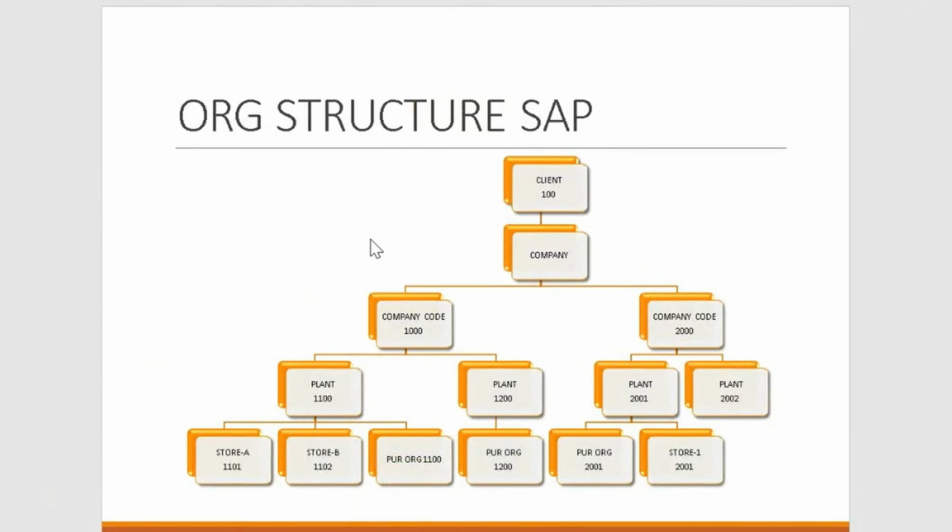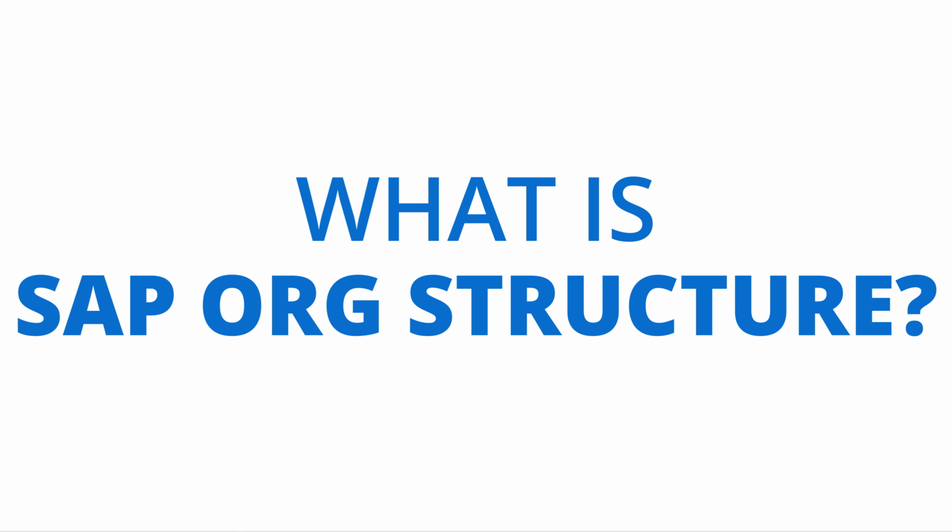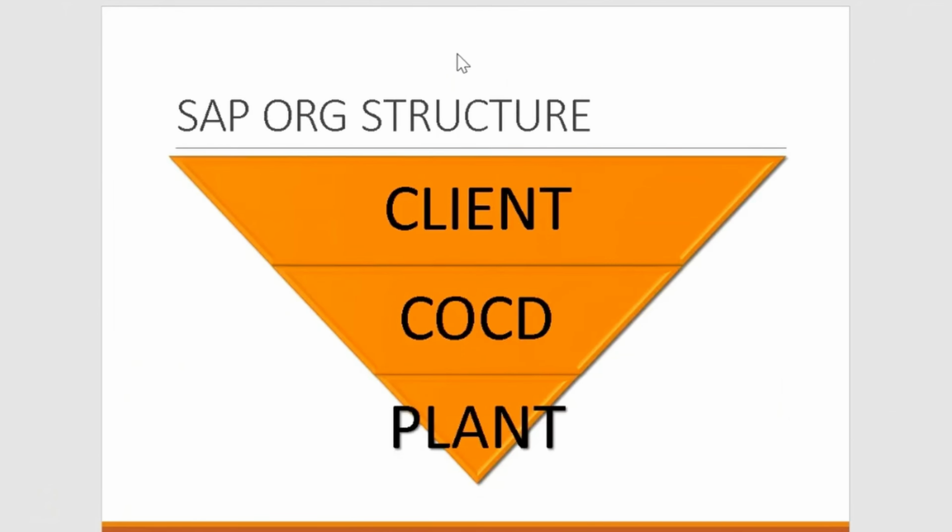Now, in the interview, there will be certain questions on the organization structure. Let's say what is an MM organization structure, what is a SAP organization structure. These questions will come into your interview. Now if someone is asking you what is a SAP organization structure, this is the hierarchy for the SAP organization structure. It will start from the client, then it will have a company code, then it will have the plant information.